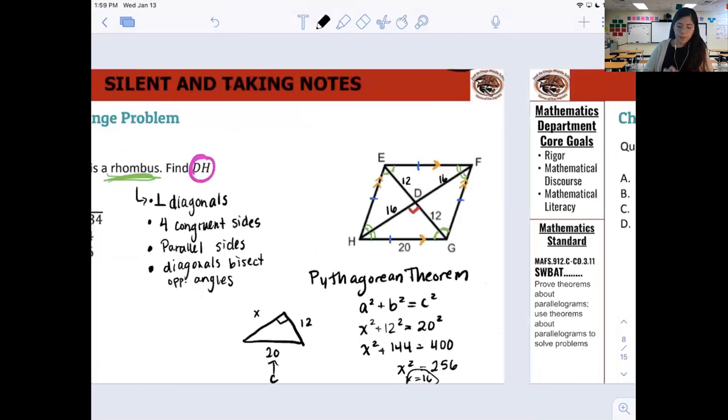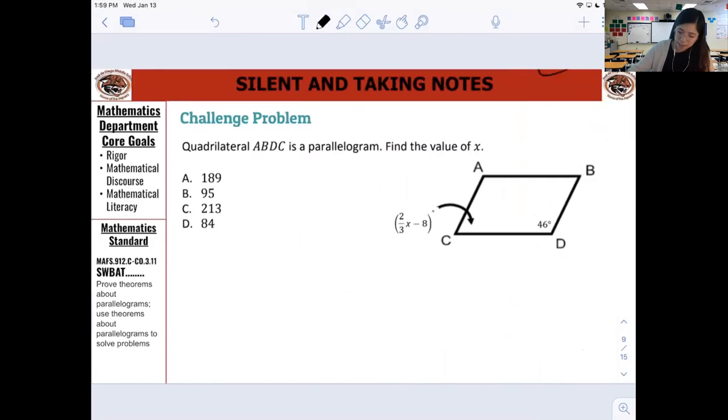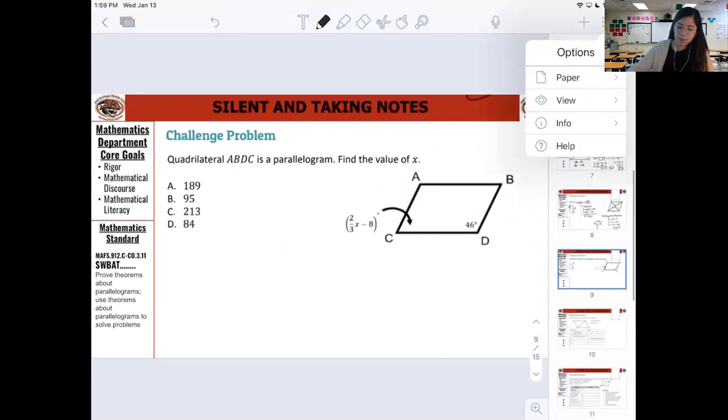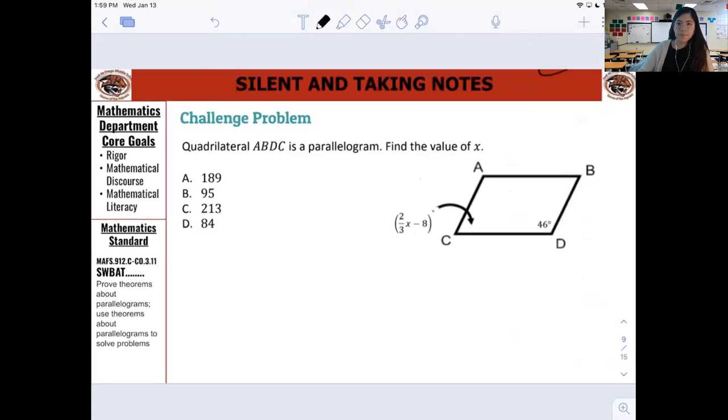Okay, moving right along. I think this is the last one of these types of problems, and then we're going to do a couple proofs. So here we go. Which is the relationship that I can use in this example?